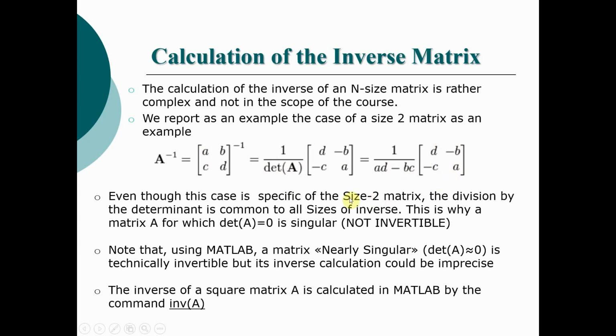You can see here it's very obvious why, if the determinant of A is equal to 0, matrix A is not invertible, because here we would have 1 over 0. But this is a general concept for any n by n matrix: if its determinant is equal to 0, it is not invertible. So a singular matrix is not invertible.